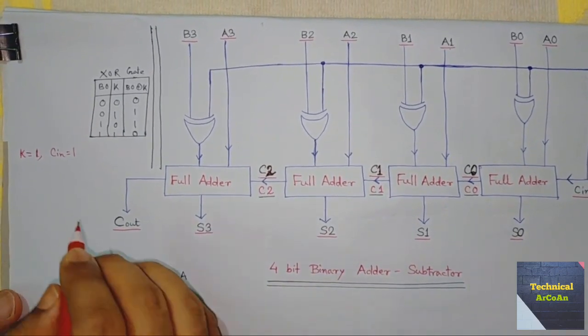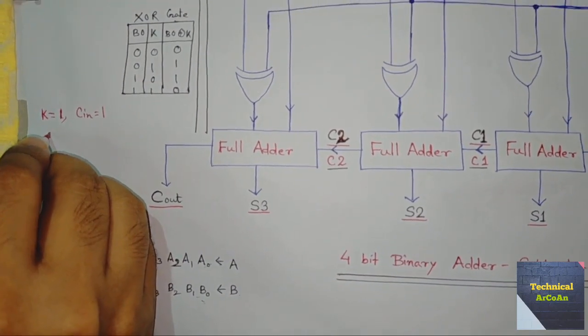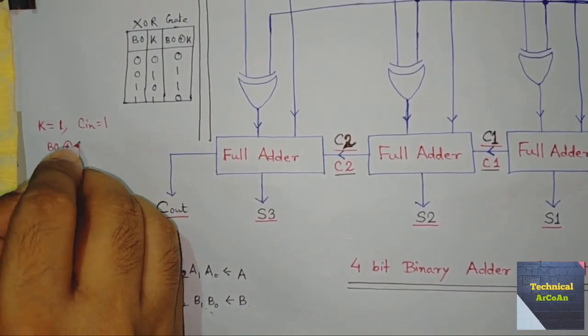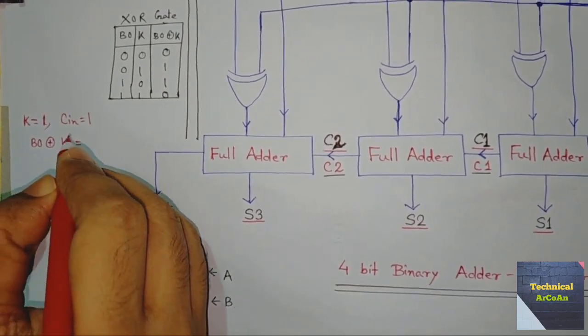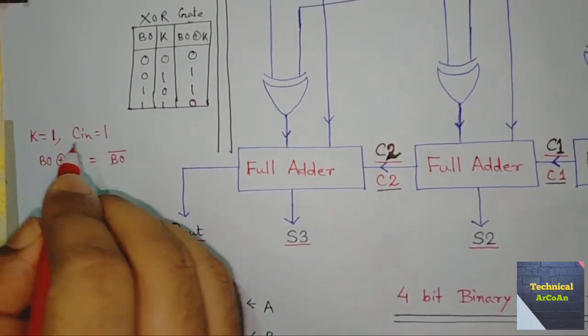C in means carry. Now what happened, according to this truth table? B0 XOR K equal to what? The output will be B0 complement. How? So K is 1.